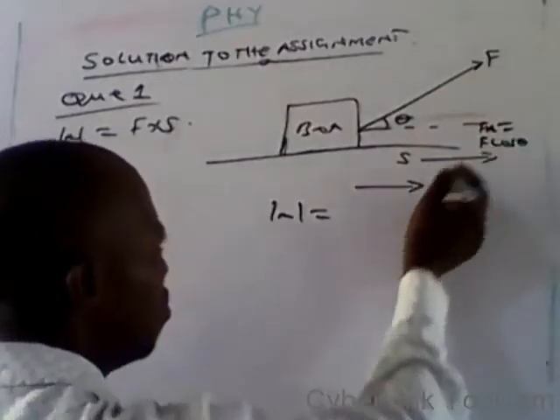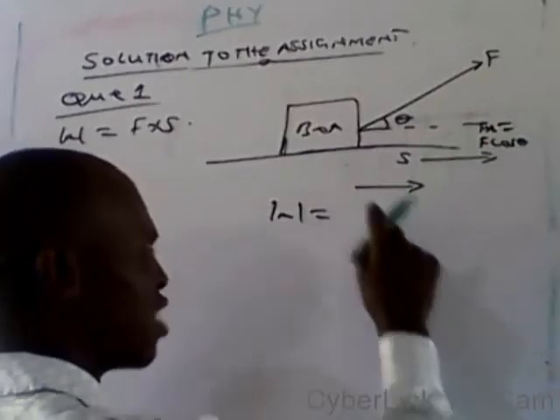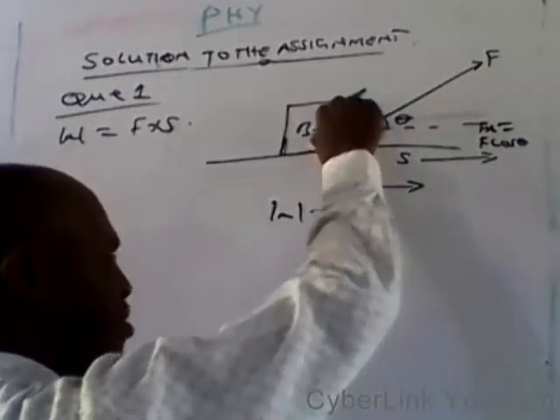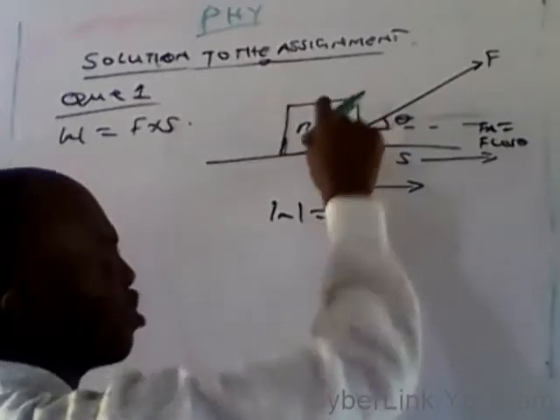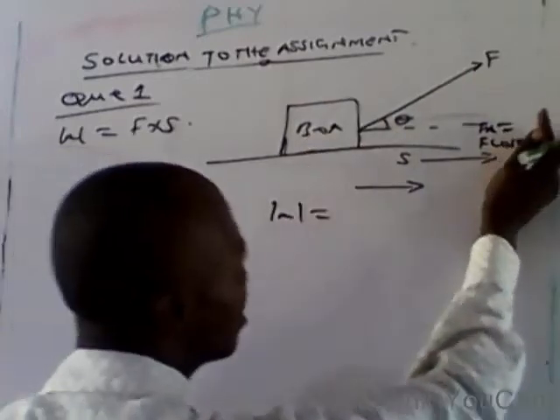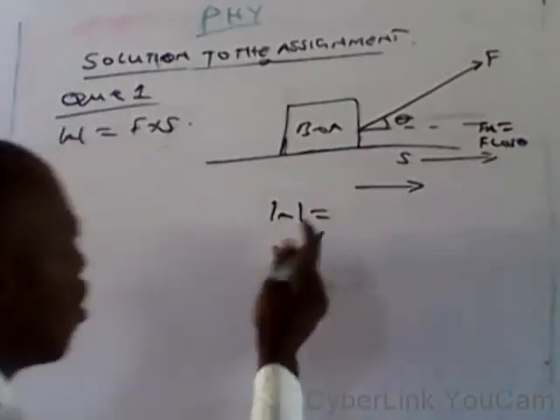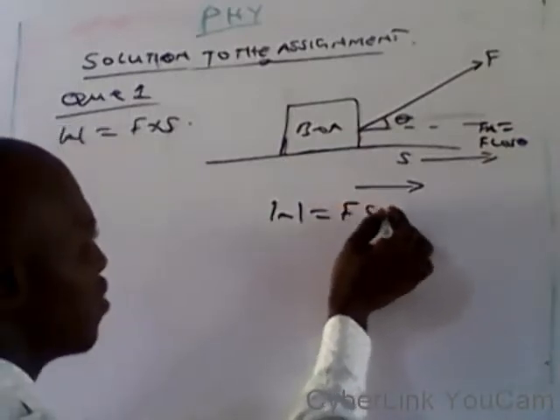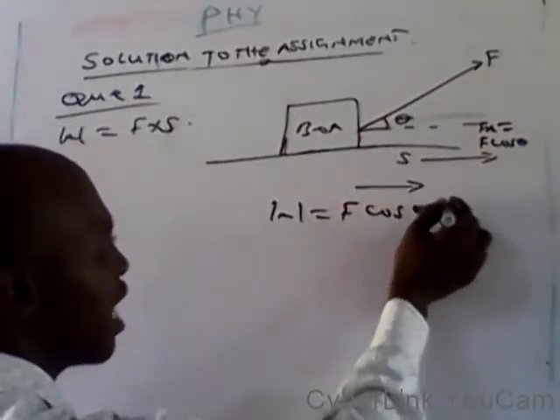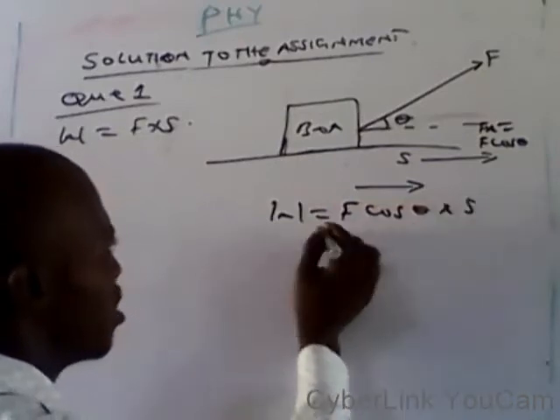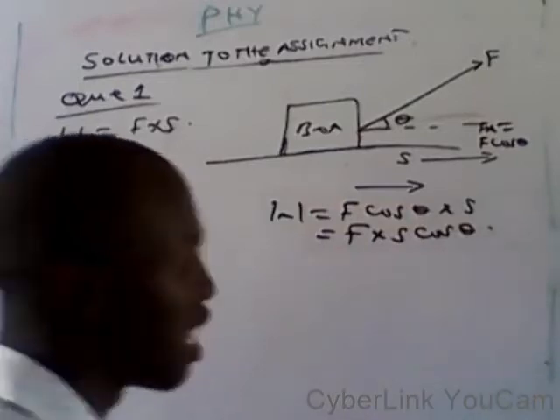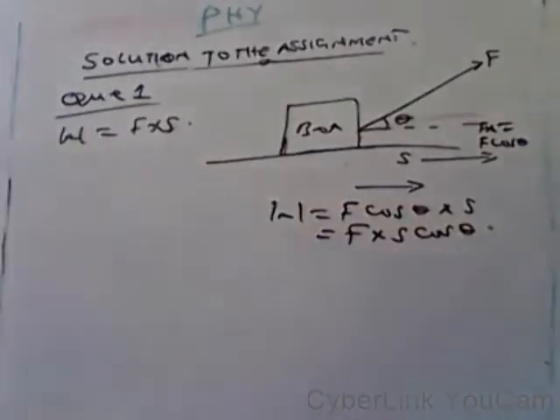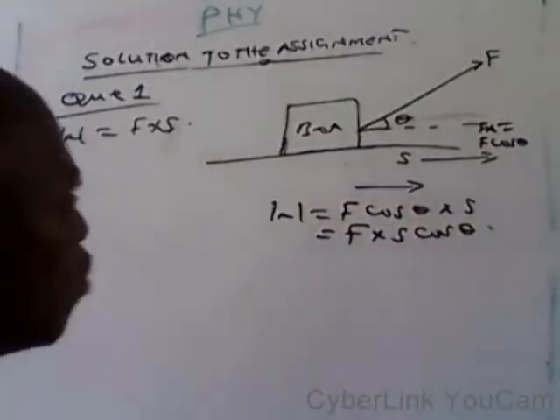Now, the force that is going to make this box change its position from here to another point here, that work is now given as F cos theta times distance s, which I can write as F times distance times cos theta. Now, that is on one hand.